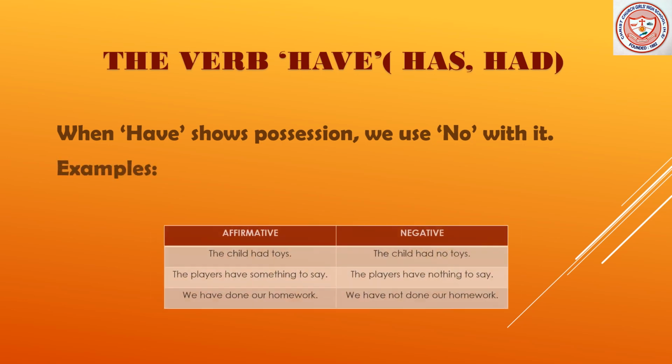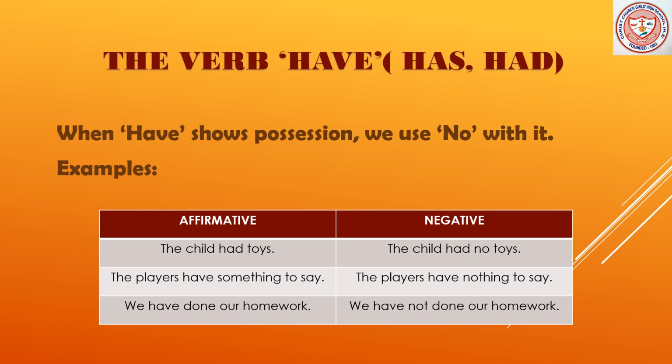The child had toys. This is an affirmative sentence. Through this sentence, we are getting positive thoughts. So, what will be the negative sentence? The child had no toys. In this sentence, we are getting a negative word after had, that is no. So it will be considered as a negative sentence.